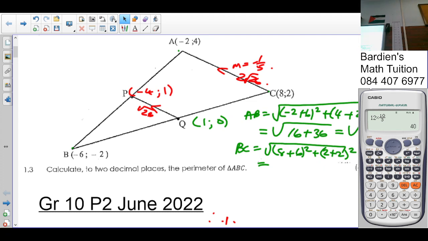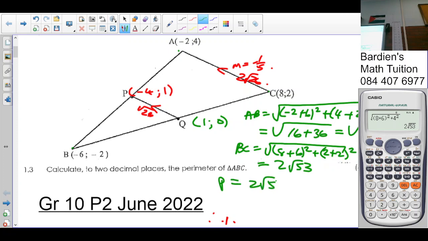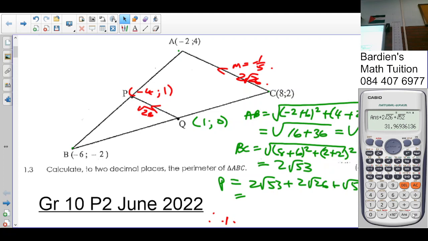So it's going to give you the square root of 8 plus 6 squared plus 4 squared. So you get 2 root 53. Okay, so the perimeter is going to be 2 root 53 plus 2 root 26 plus the root of 52. Remember they wanted two decimal places. So it's answer plus 2 root 26 plus root 52. 31.97.